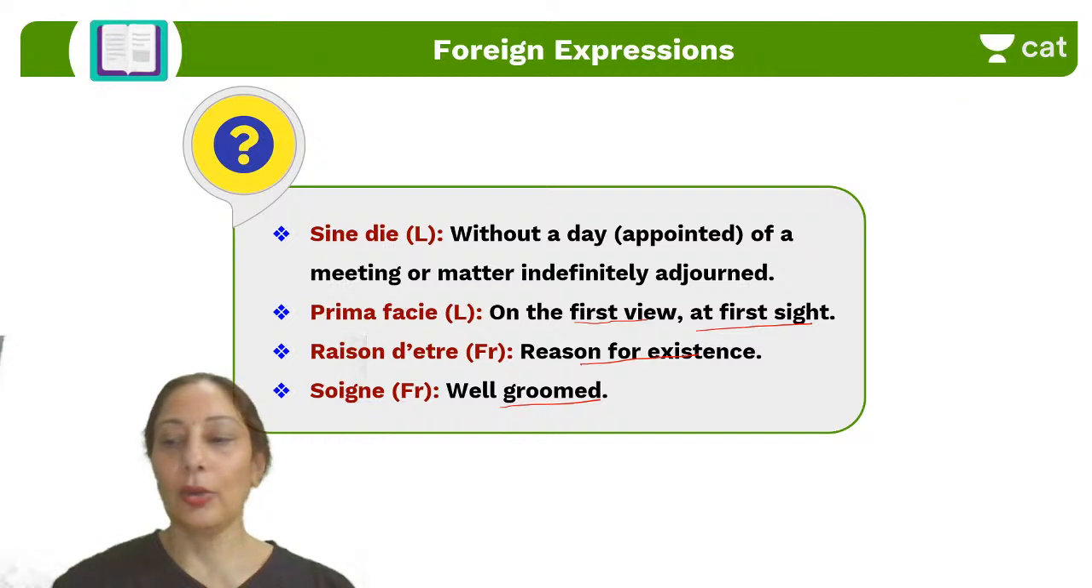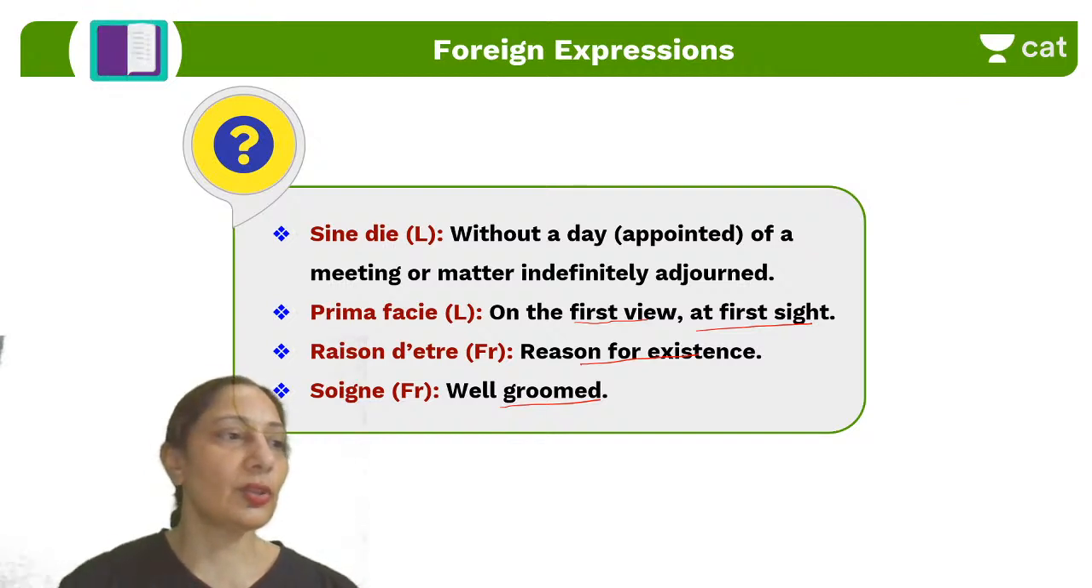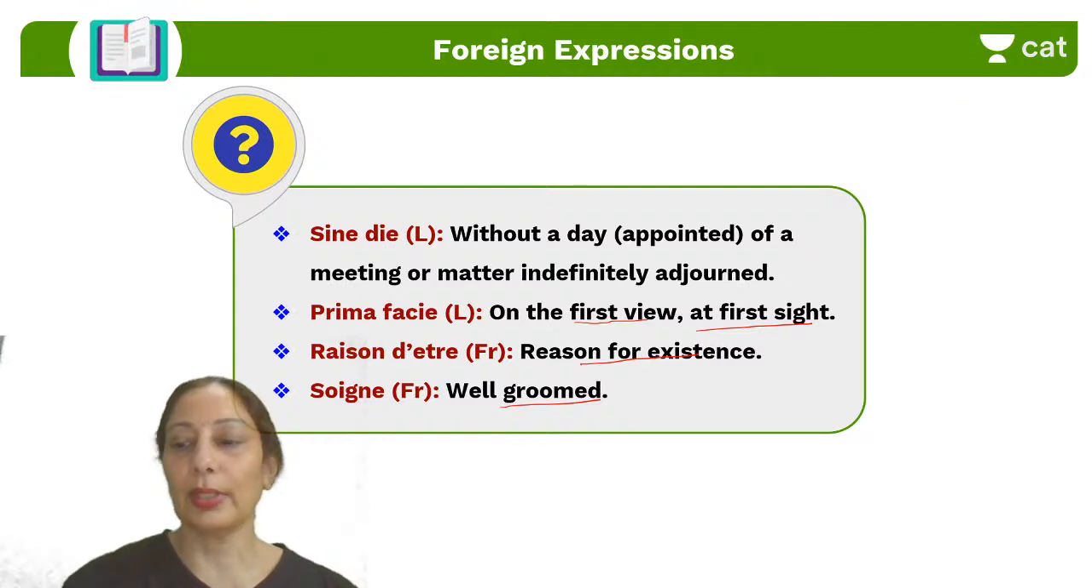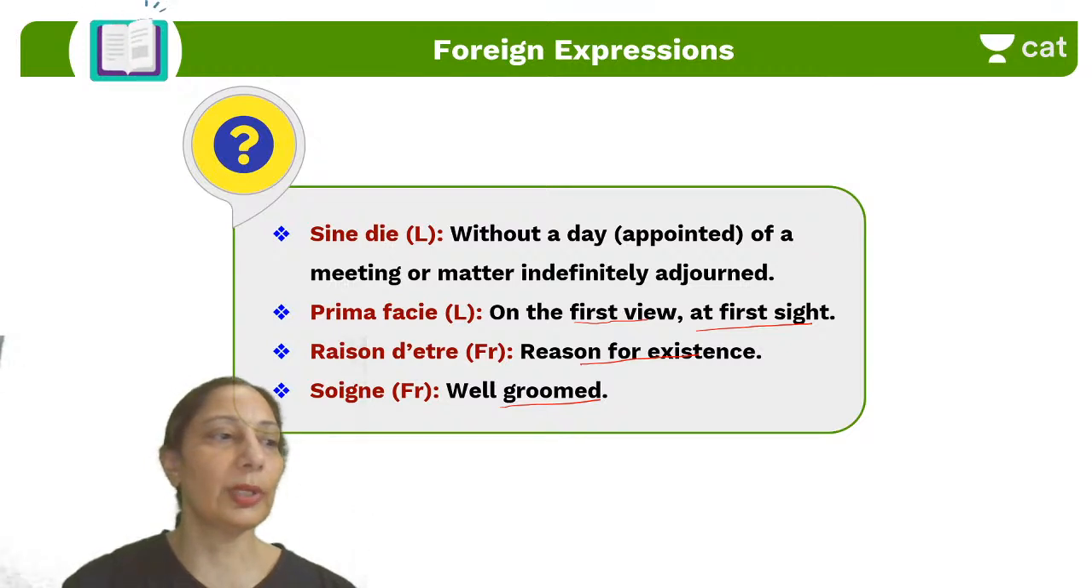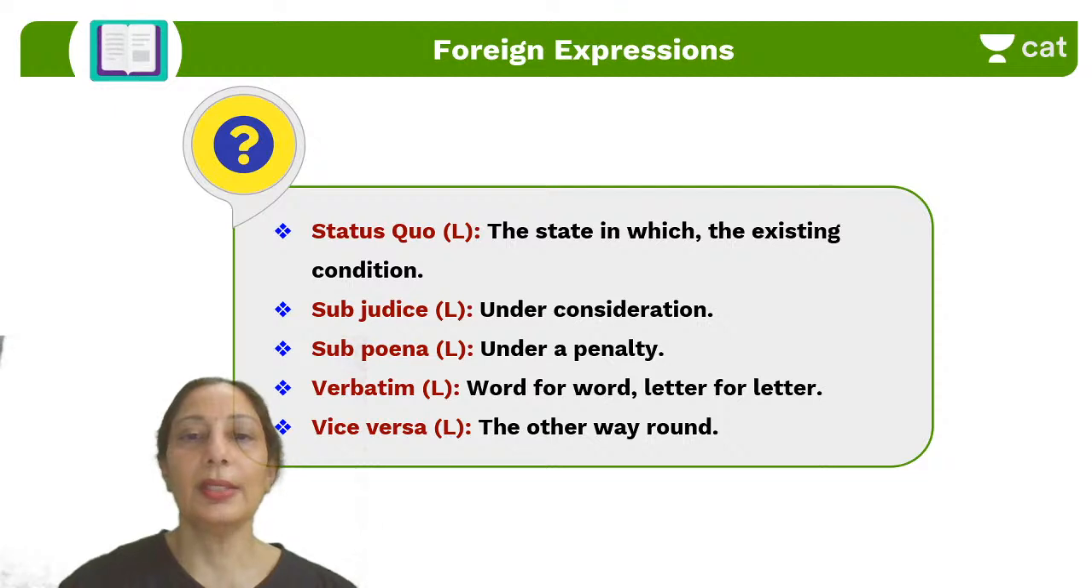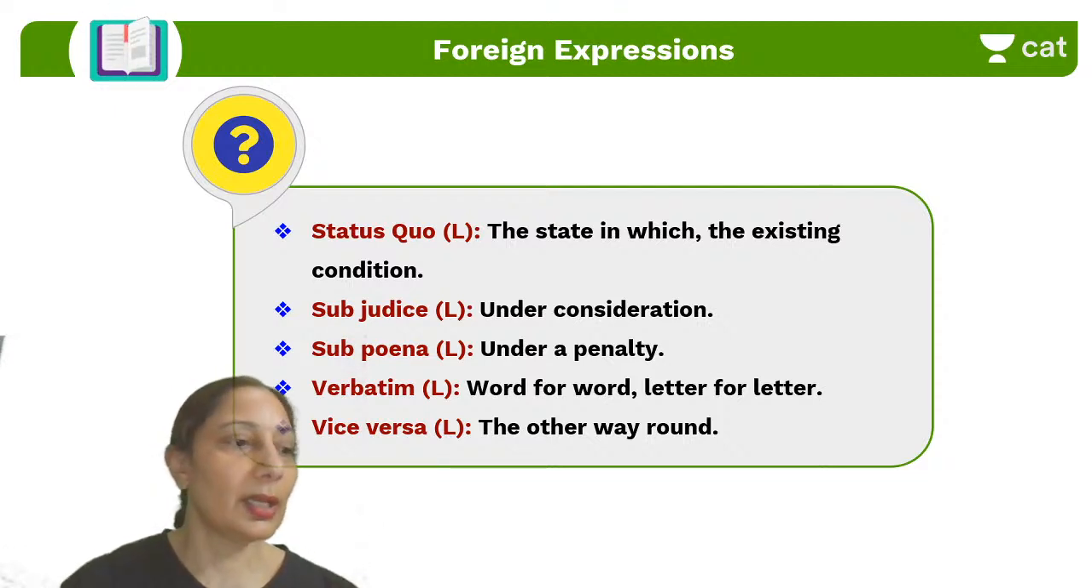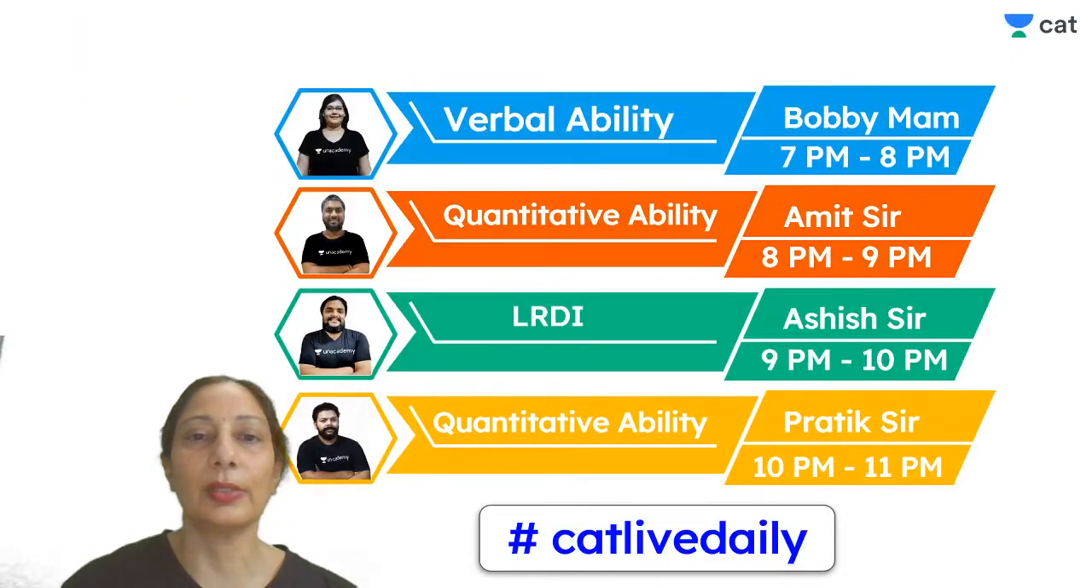Okay, so I hope you have taken screenshots of all these words and they are important foreign expressions which have found their way into the English language. And guys, that is the end of the class. I have some more, but maybe we will discuss it in the next class. Yes, Kajal, at first sight, prima facie, used that way in crimes usually.